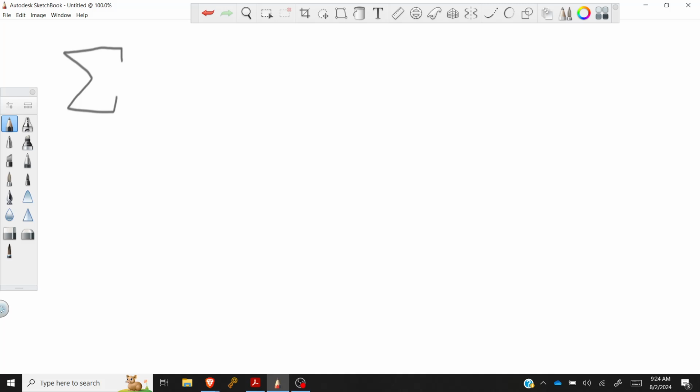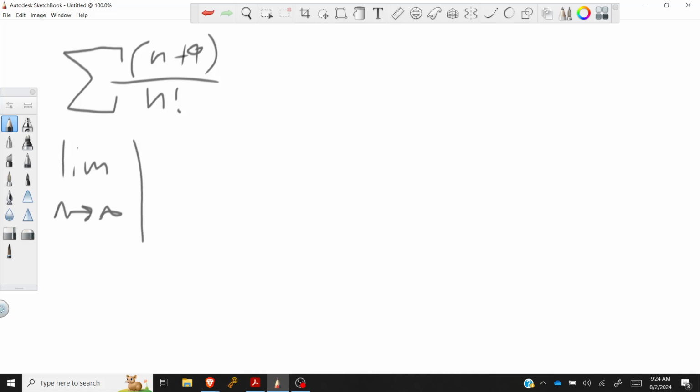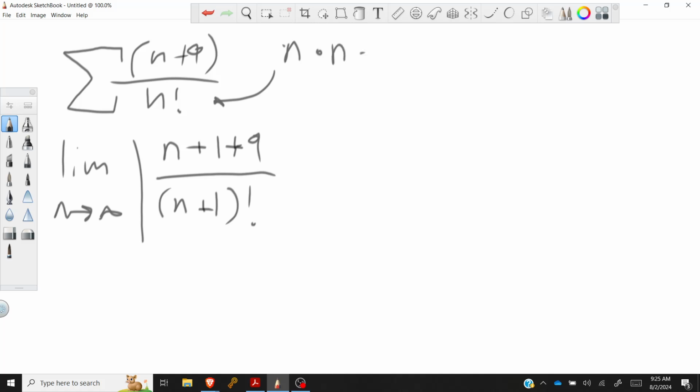So this is n plus 9 over n factorial. We're going to evaluate it with the ratio test. So let's have the limit as n approaches infinity of the absolute value of n plus 1, right? We're subbing in n plus 1 for this n, and we're subbing in an n plus 1 for this factorial. So what is n factorial? Well, that's n times n minus 1 times n minus 2 times n minus 3 times all the way down.